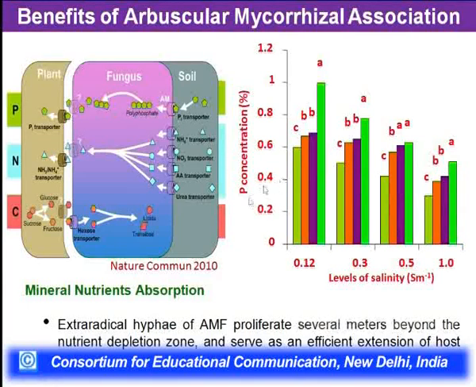In this photograph, you can see that the level of phosphorus is increased as compared to non-mycorrhizal plants even under salt stress conditions. So, the extraradical hyphae of arbuscular mycorrhizal fungi proliferate several meters beyond the nutrient depletion zone and serve as an efficient extension of the host root system for absorbing both micro and macronutrients from the soil. With the help of certain transporters which have been discovered, I explained to you that the fungus is helping to transport the phosphorus, nitrogen, etc. But still, there are several things which need to be discovered.